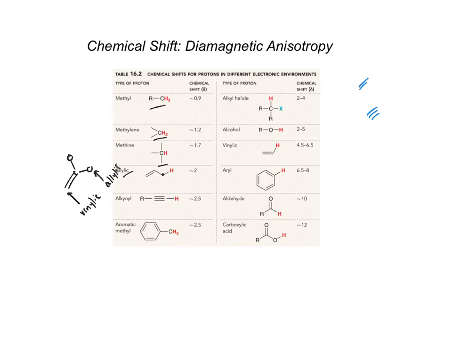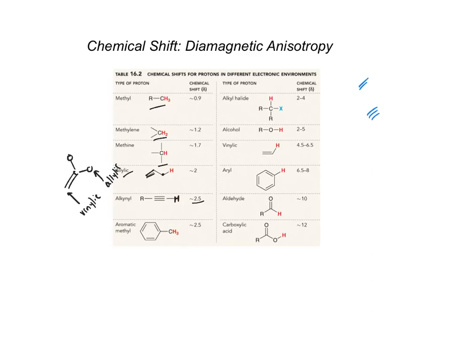Right? So an allylic proton, because of its presence nearby to these pi electrons, again, is going to be shifted slightly downfield, and so we'd expect to find that at about 2. Same thing for protons that are directly attached to a triple bond. So an alkynyl proton ends up being about 2.5.